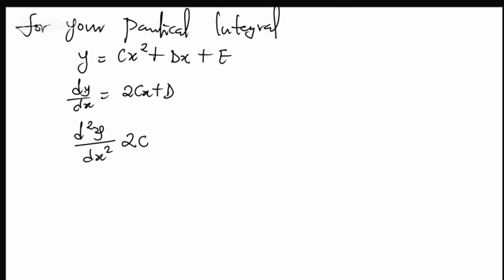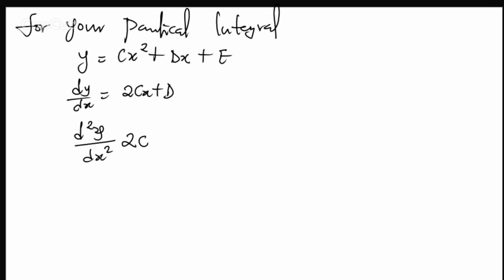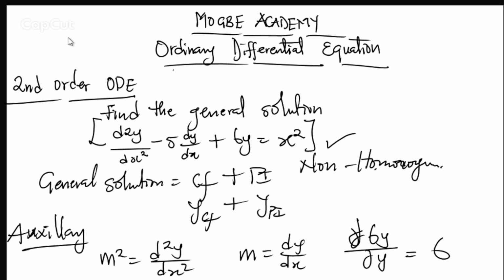So since you've gotten your dy over dx and you've gotten your d square y over dx square, what you do is you pick these and you input them back into our given equation, which was d square y over dx square minus 5 dy over dx plus 6y, and that equation will be equal to x square. Are we together? So what we simply do is pick these values here and replace them into this equation. Are we together?